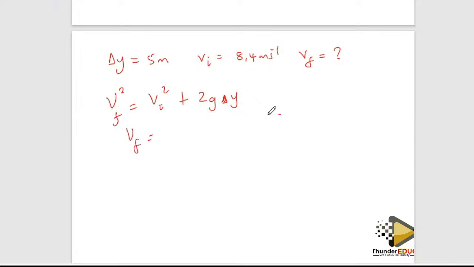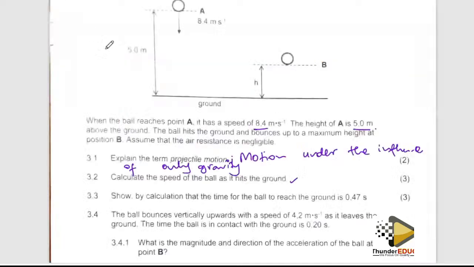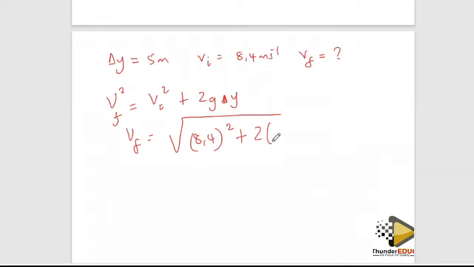So VF is going to be the square root of 8.4 squared plus 2, since the object is moving downwards, I'll take it to be the positive direction, that is 9.8 times 5. And I punch that into the calculator: 8.4 squared plus 2 times 9.8 multiplied by 5. I'm getting 12.983 meters per second.